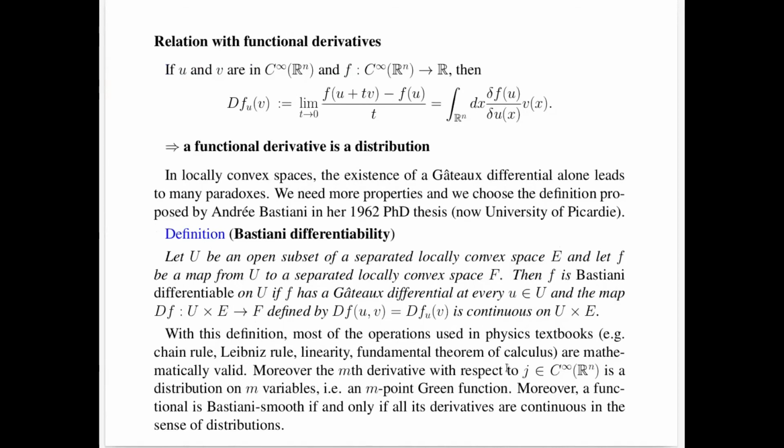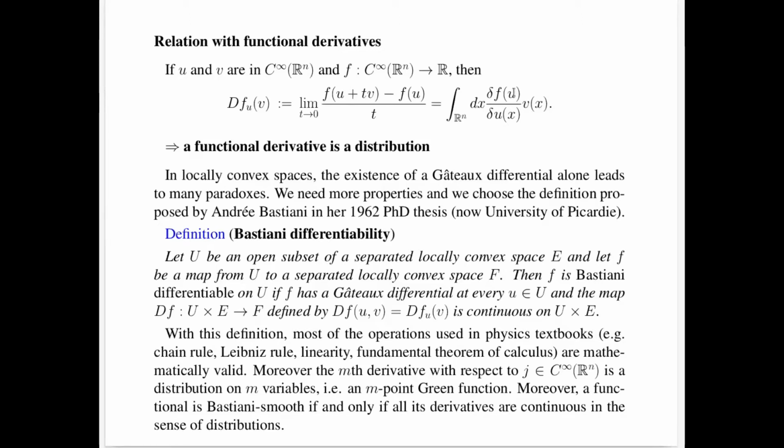Now, what is the connection between the definition by Gateaux and the one that we use in physics? It is given by this expression: the Gateaux differential of f at u in direction v is what we call the functional derivative with respect to u of x, multiplied by the function v of x. And as a consequence, the functional derivatives are usually distributions and not functions. And this will bring a lot of problems.